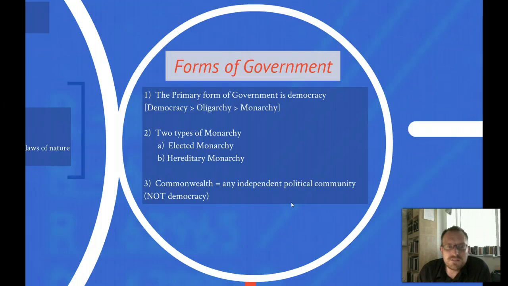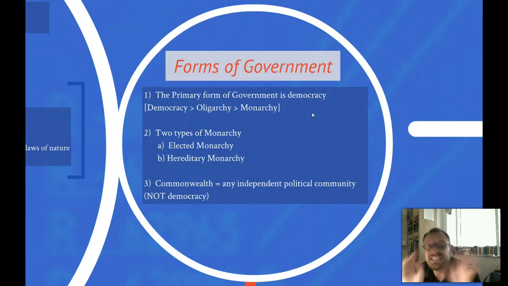Now, forms of government. Here's some interesting stuff for Locke. The primary form of government, thus, is democracy. Why? Because social contract begins with this idea that we're all equal and that we give up part of our equality in order to constitute a society in which we can live better lives. That means that fundamentally democracy is the most representative model for government, because democracy begins with the supposition that everyone has an equal stake, right?